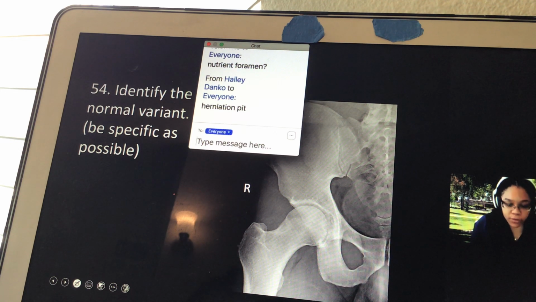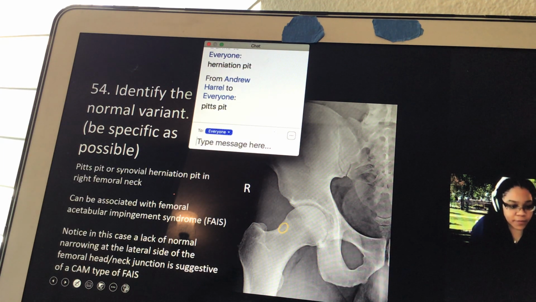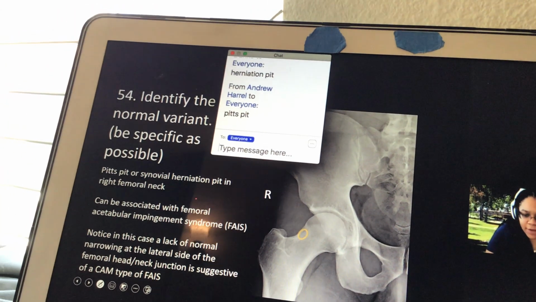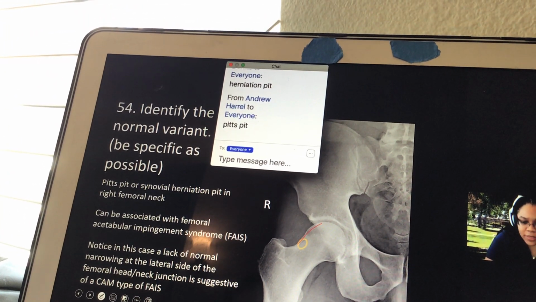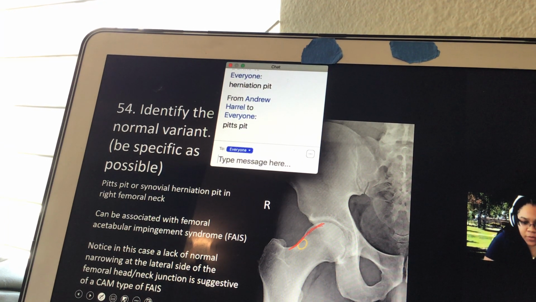Not a nutrient foramen, and those would be a little smaller. Yeah, this is our herniation pit, our synovial herniation pit, or Pitt's pit. Again, this one can also be associated with FAI. It says that the patient does have a little bit of a cam type impingement. It just means that the femoral head isn't as rounded at the junction as it should be. It's almost like a bump when you're looking at that junction there.